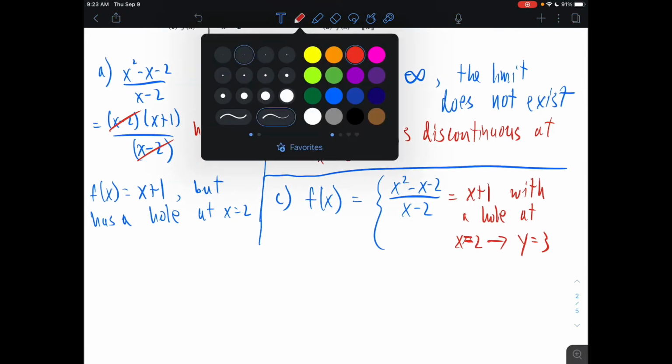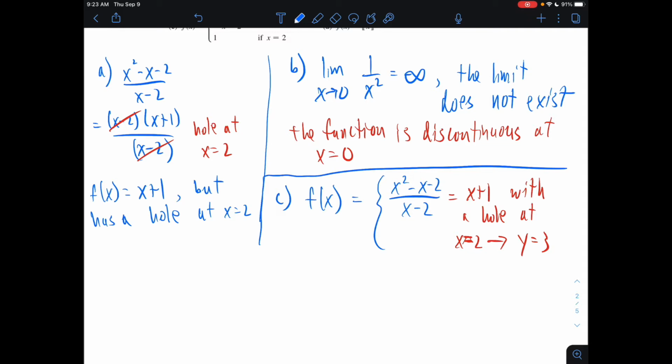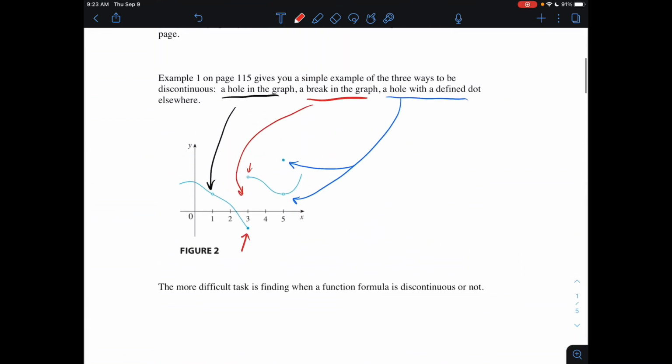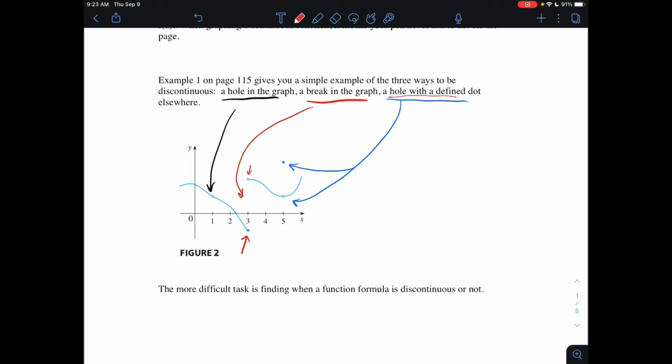But then the other piece of this piecewise defined function is 1, which means it's a y value when x is equal to 2. So this piece right here, this is a defined point at the coordinate 2, that's the x value, comma 1. So notice that the hole is at 2, 3, but the defined point is at 2, 1. So this is an example of the other possibility with a discontinuity. You could have a hole with a defined dot elsewhere.